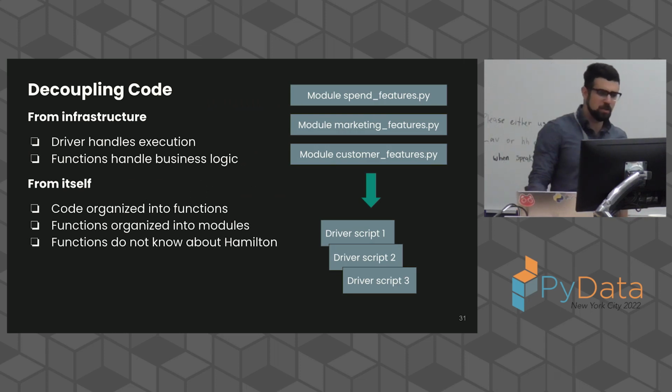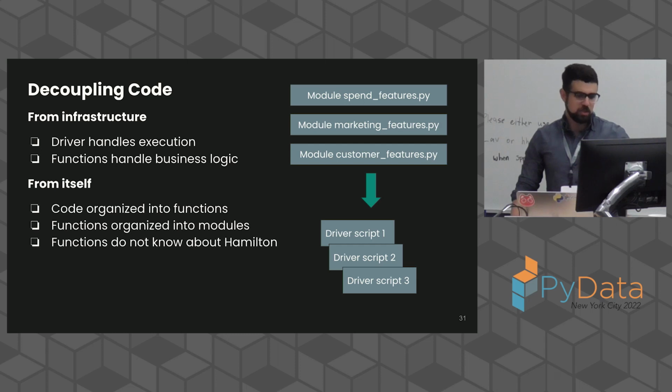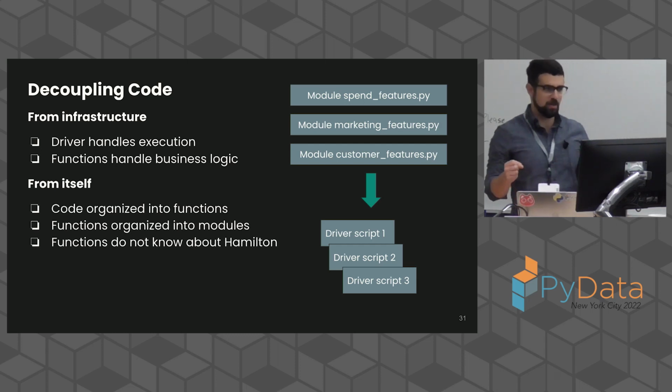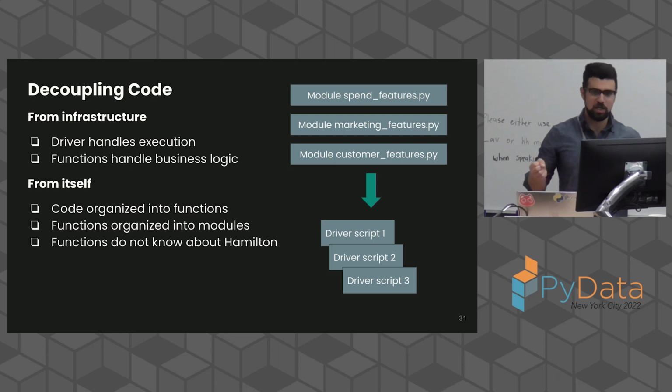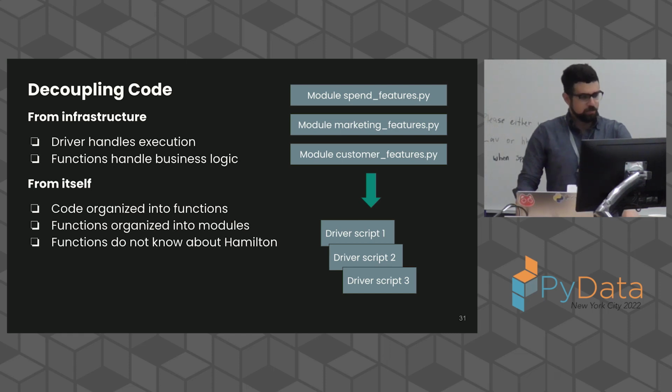All right, so how does it help scale the human and team component? Let's talk about it. Hamilton can help you decouple code from the infrastructure. The driver handles the execution, and the functions themselves handle business logic. So there's a natural decoupling within the code. And as you can see, you can run these same modules in a bunch of different drivers, depending on a bunch of different driver configurations, depending on what different ways you want to run it, and what platform you want to run it on.